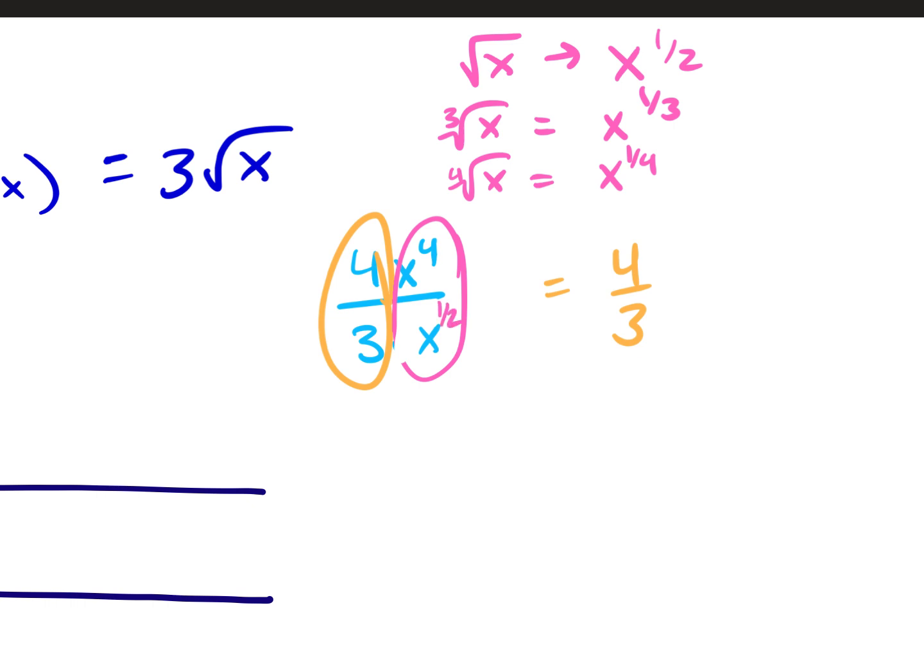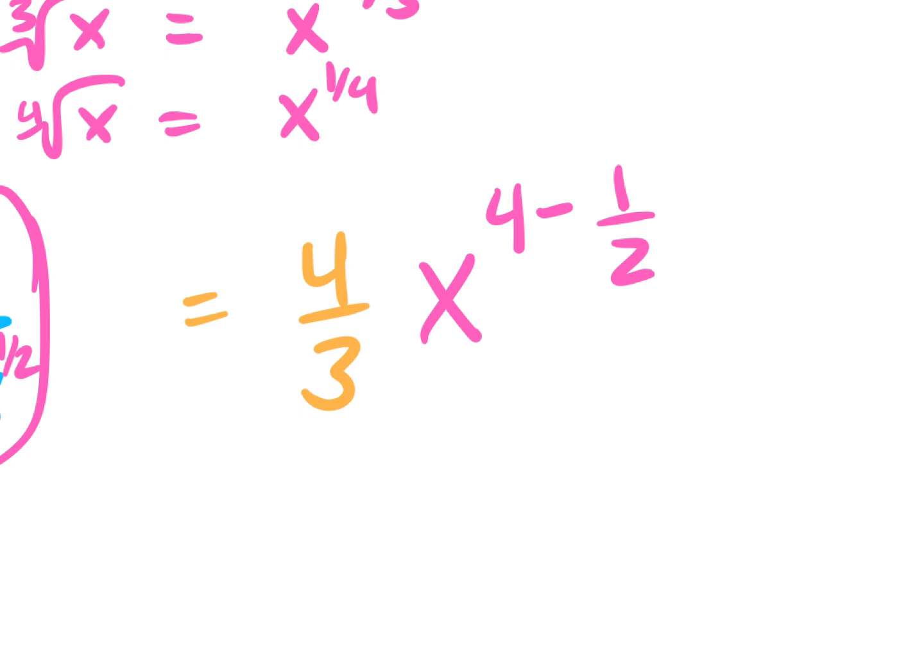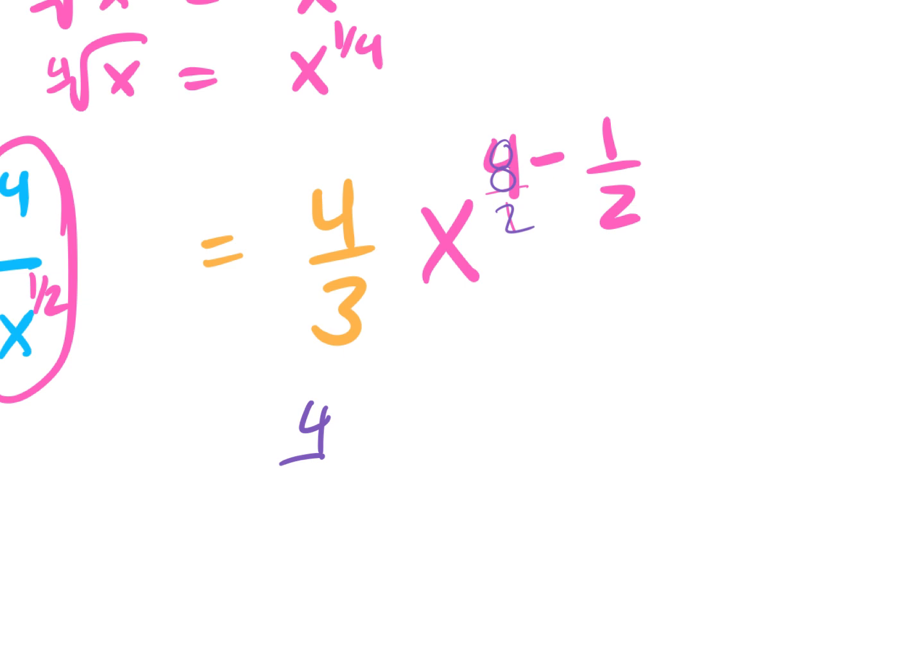And now when we're dividing, what do I do to combine them? Subtract. So this would be x to the power of 4 minus 1/2. How do I subtract a whole number and a fraction? Put the 4 over 1, and what do I need? A common denominator. So what could I change 4 over 1 to be? 8 over 2. Perfect. So when I subtract, the 4/3 stays out front, times x to what power?